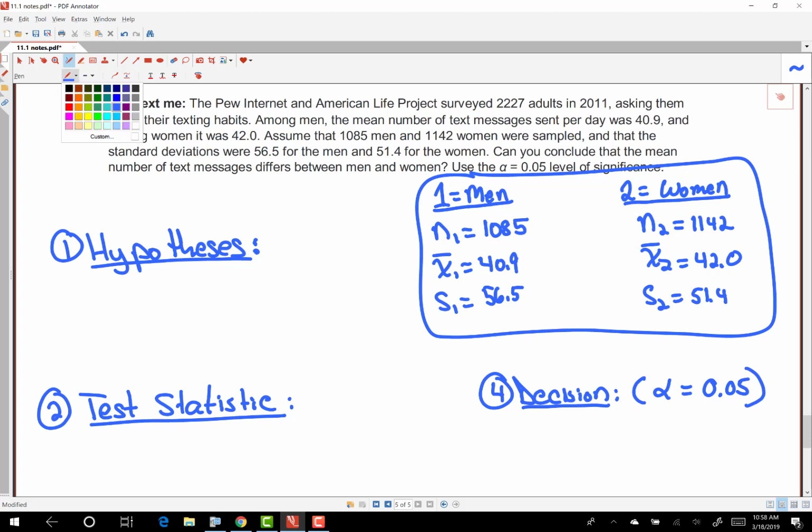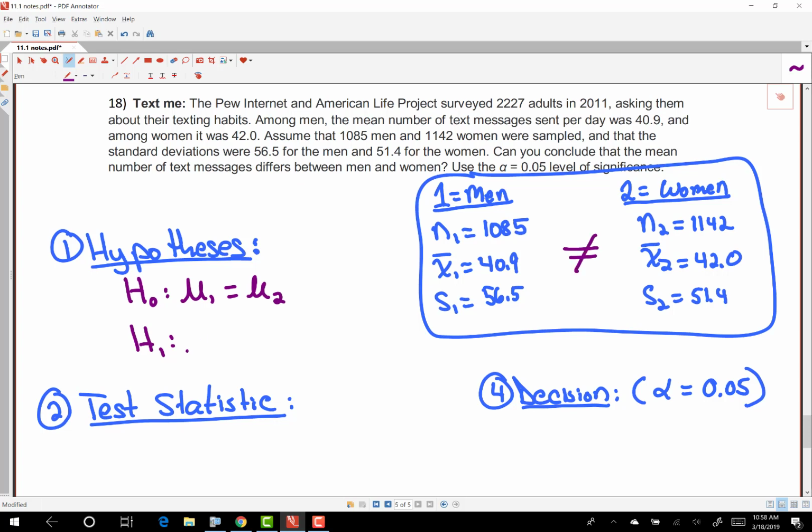Okay, so for our hypotheses, H0 is going to be there is no difference, so mu1 equals mu2. And H1, well, they're asking us, it says, can you conclude that the mean number of text messages differs? So we're going to be doing a not equal. Mu1 not equal to mu2.